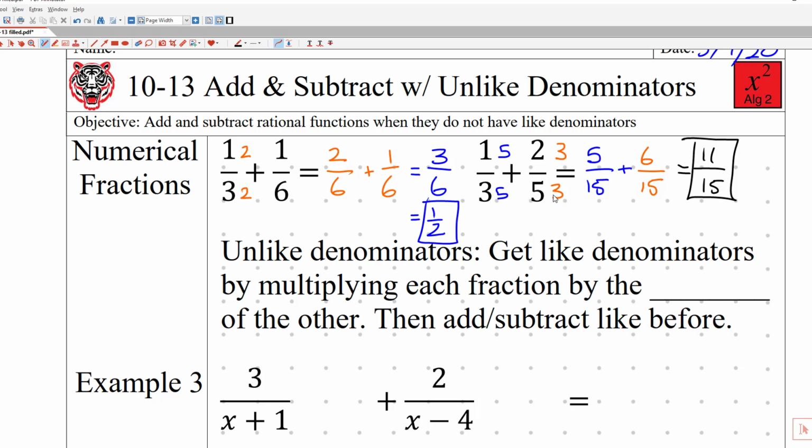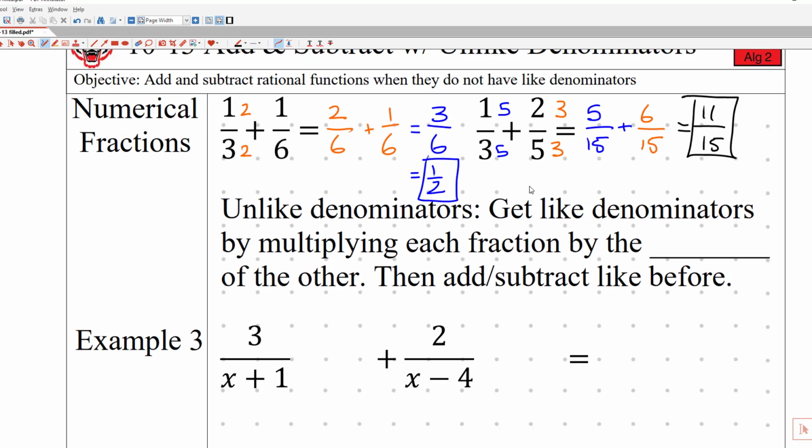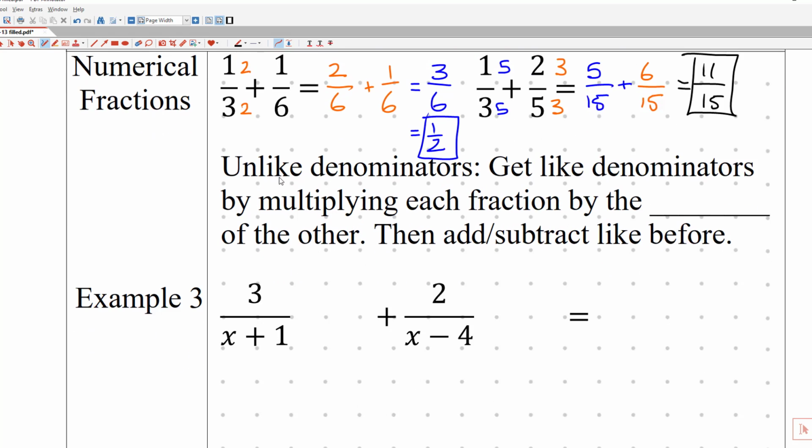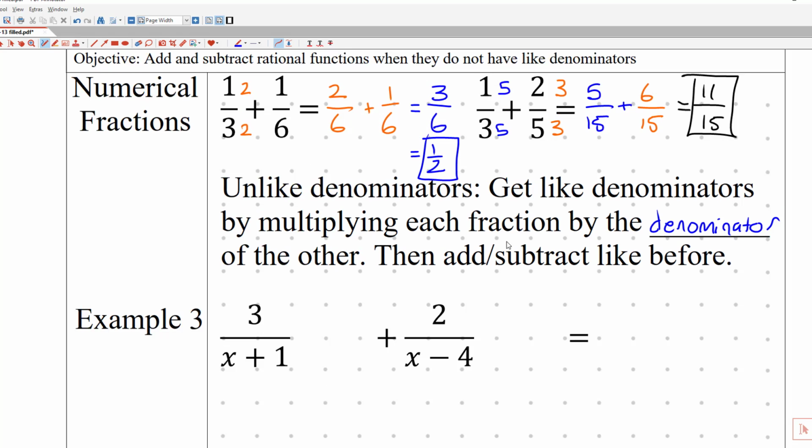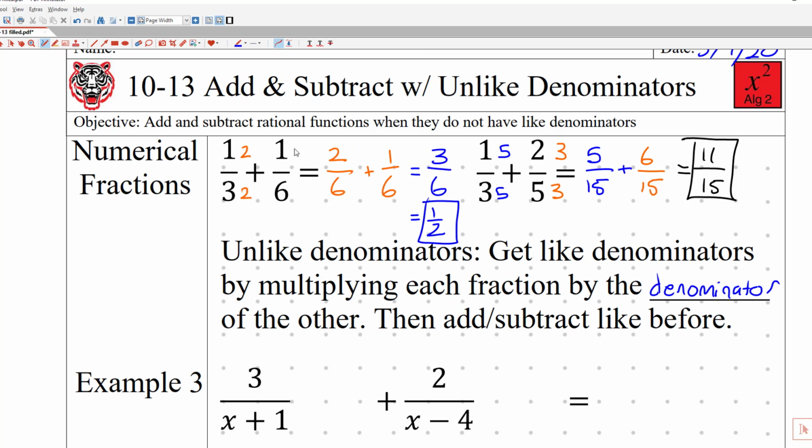Okay, so what's the general procedure here when we have just numbers? When you have unlike denominators, you first are going to get like denominators. How? By multiplying each fraction by the denominator of the other. And then you can add and subtract just like when you have like denominators from last lesson. Notice that we didn't exactly do that over here because there was a shortcut, but you could still have done the same method. It just would have meant you had even more reducing to do.